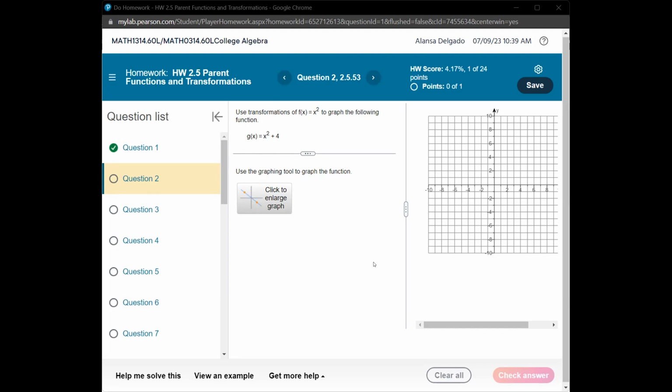Now that I'm looking at it more carefully, they want you to graph x squared plus 4. So you're not going to plot 0, 0. That would be the graph of y equals x squared. Y equals x squared plus 4 goes through 0, 4. So you put a dot at 0, 4, and then 1, 5, because 1 squared plus 4 is 1 plus 4, which is 5.